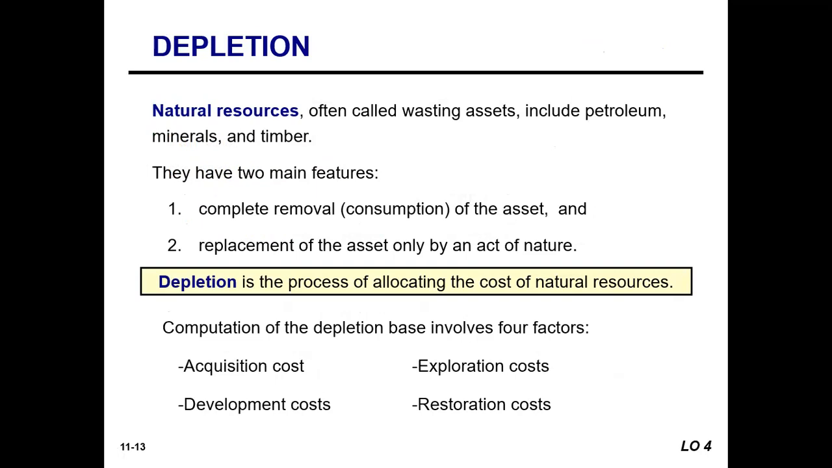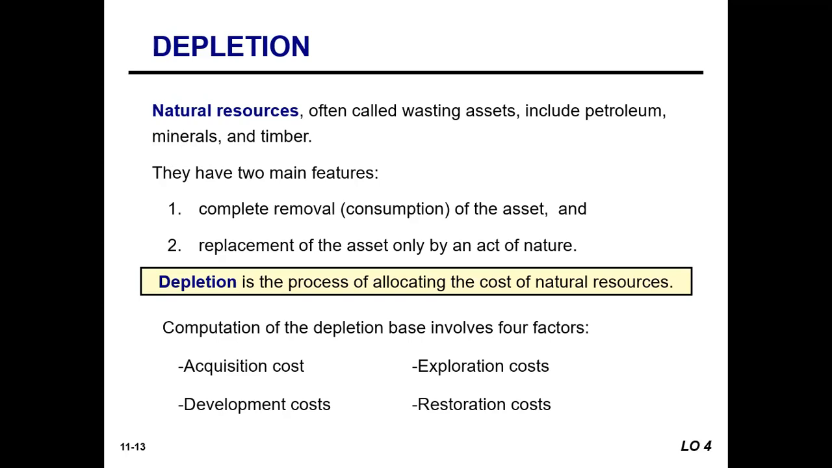Or as we're pulling gold out of a gold mine, right? We're depleting that gold mine. So we call it depletion, but it really is the same thing as depreciation, just a different type or different asset class. And for depletion, as we're going to see, we always use the units of production method or the activity method.